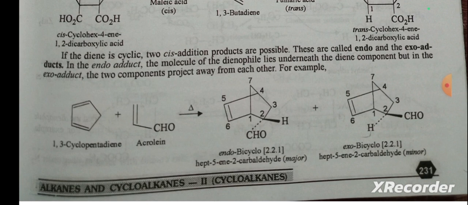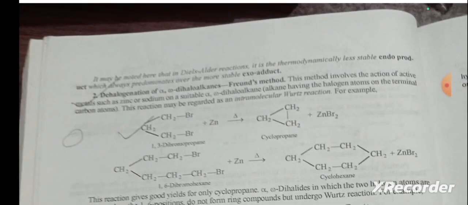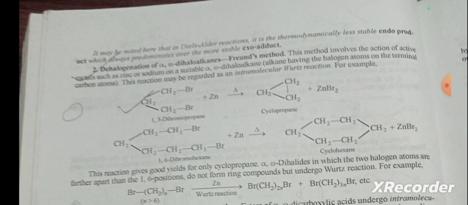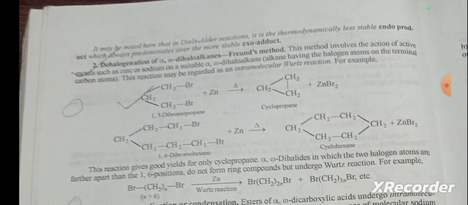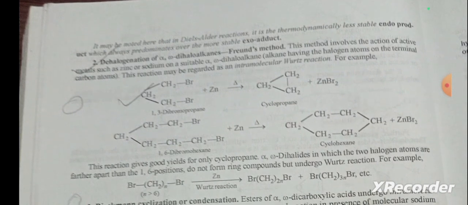These are called the endo and the exo product. In the endo product, the molecule of the dienophile lies under the diene component, but in the exo product, the two components project away from each other. It may be noted here that in the Diels-Alder reaction, which is kinetically controlled, the less stable endo product always predominates over the other, more stable exo product.